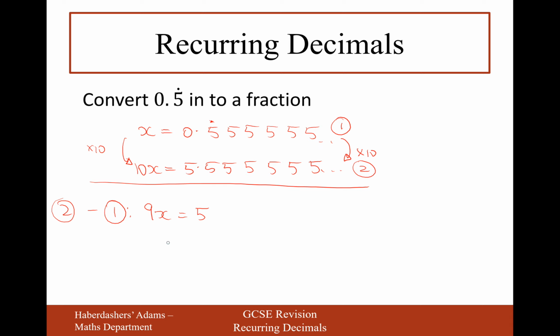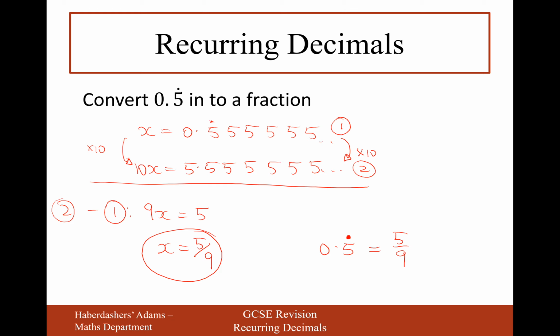So it's just 5. Divide by the 9 and you get x equals 5 over 9. And there we are. That's the answer. 0.5 recurring is the fraction 5 over 9. You could even prove this. Grab your calculator now and do 5 divided by 9 and it should give you 0.5 with a recurring dot above it.